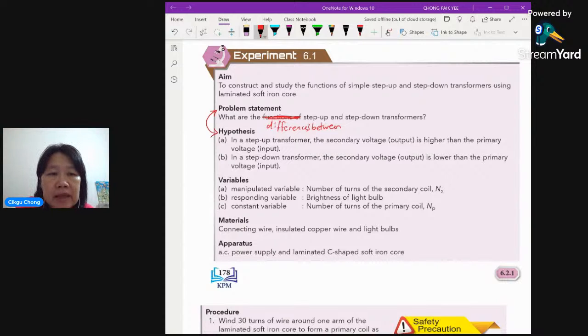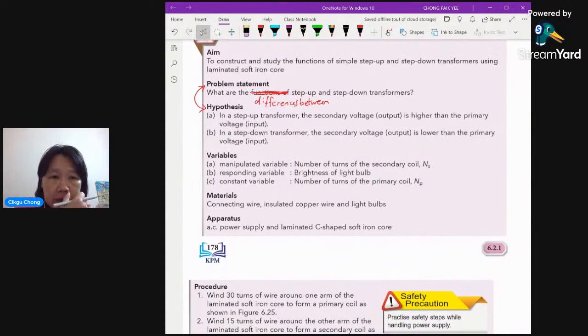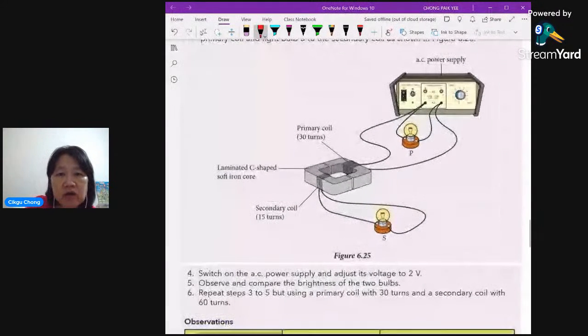Now variables, what are you doing here? You're going to test the variables. So you are going to change the number of turns. The secondary coil, you change the number of turns. You maintain the number of turns at the primary coil. So when you do the experiment, it's like this. You have the iron core here. Iron core will be given to you.